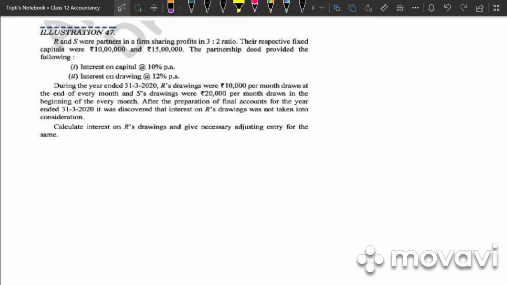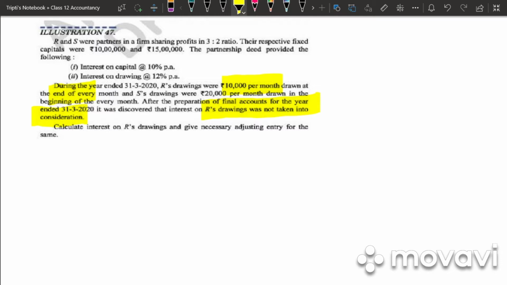During the year ended 31/3, R's drawings were 10,000 per month drawn at the end of every month, and S's drawings were 20,000 per month drawn at the beginning of every month. After the preparation of final accounts for the year ended 31/3/2020, it was discovered that interest on R's drawings was not taken into consideration. Calculate interest on R's drawings and give necessary adjusting entry for the same.